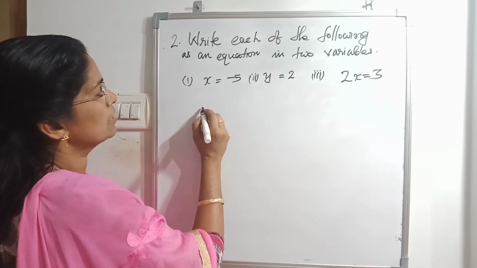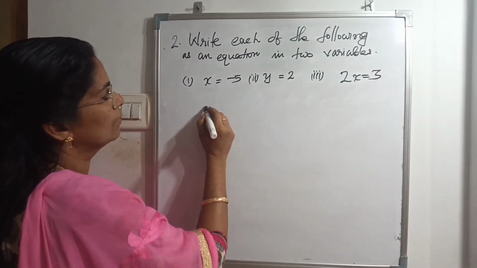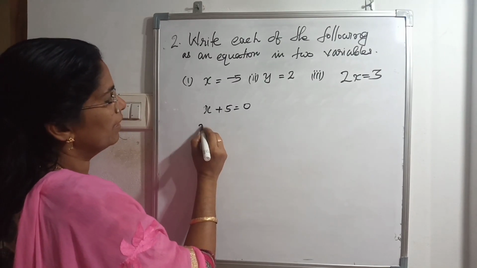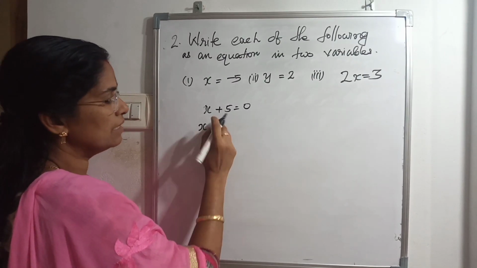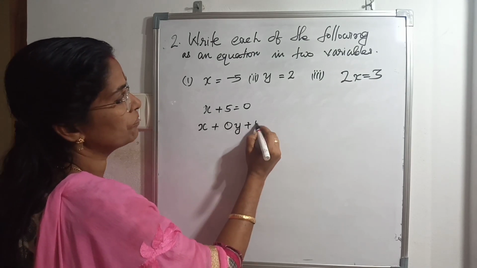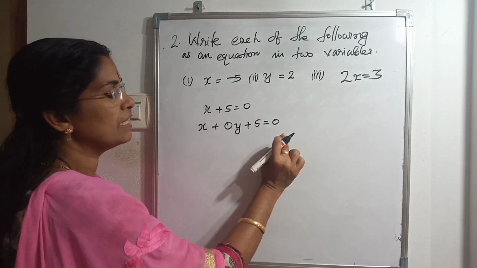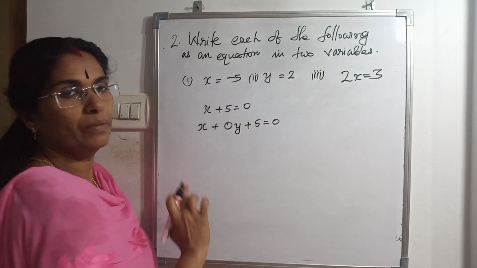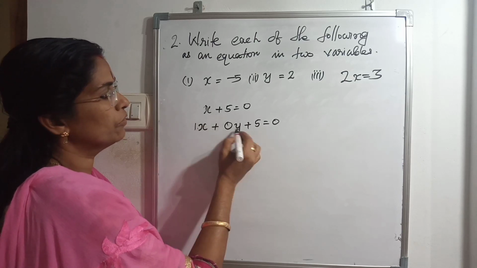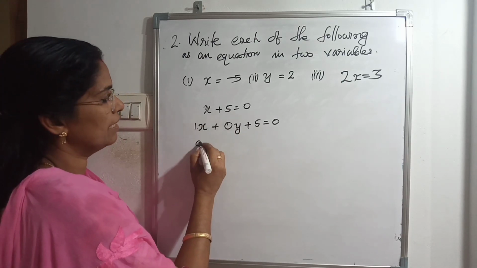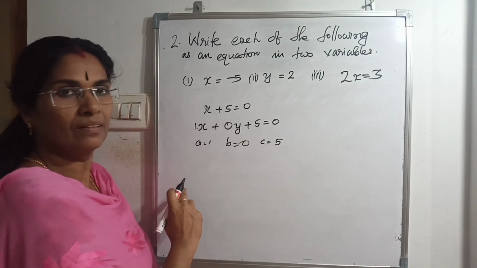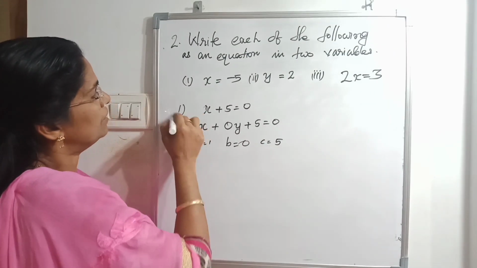Okay. First one, it is x plus 5 equal to 0, or x, y term is missing here, we can make y term as 0, x plus 0y plus 5 equal to 0. Now this is an equation in two variables. X and y is there. The coefficient of x is 1, coefficient of y is 0. We can write a is equal to 1 and b is equal to 0, c is equal to 5. Very simple. So what will be the second answer?